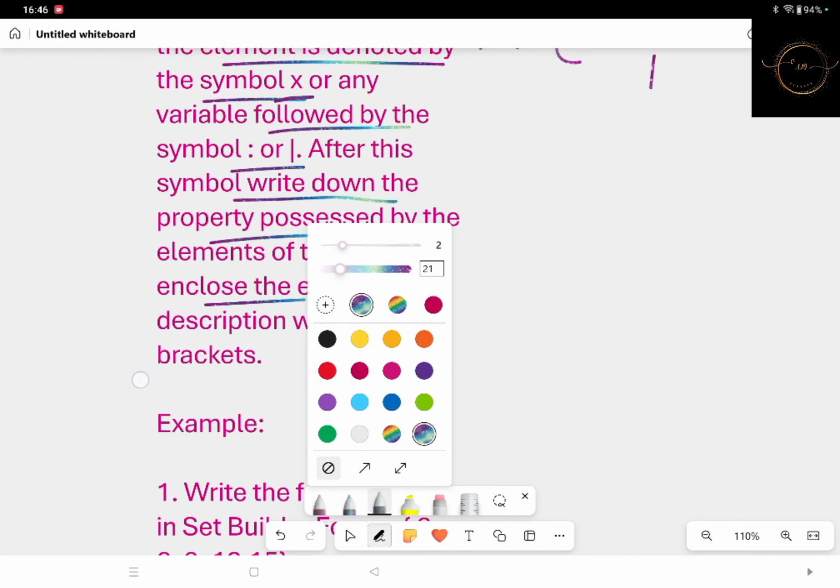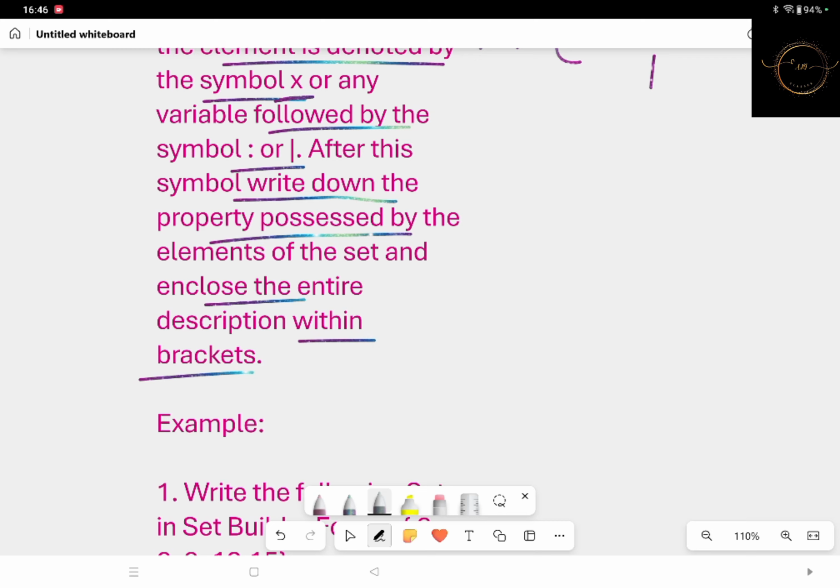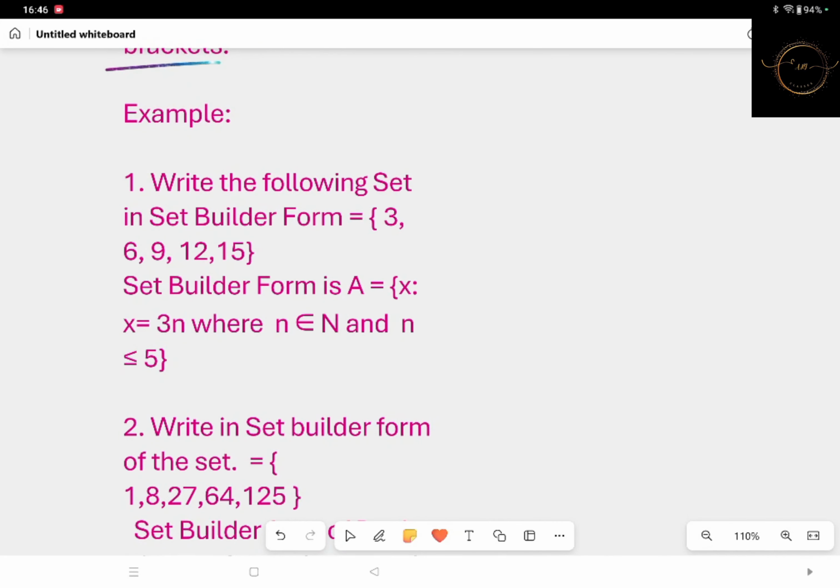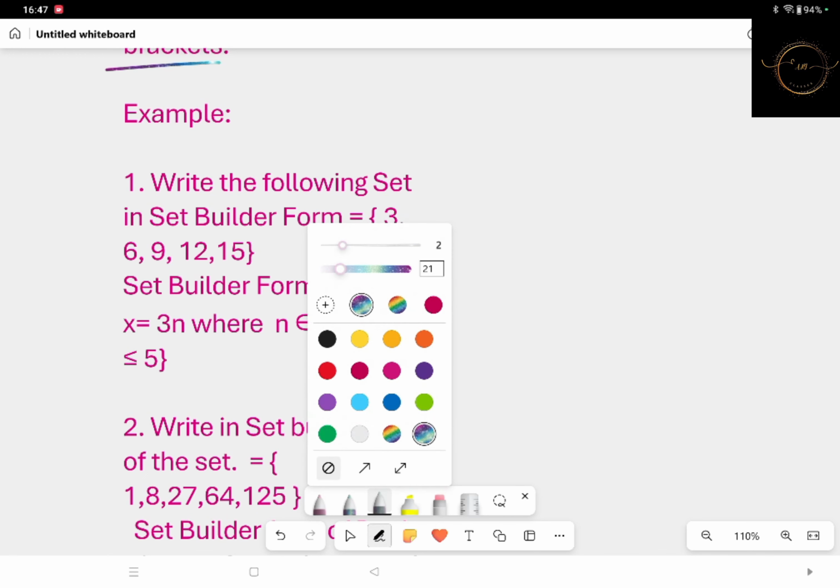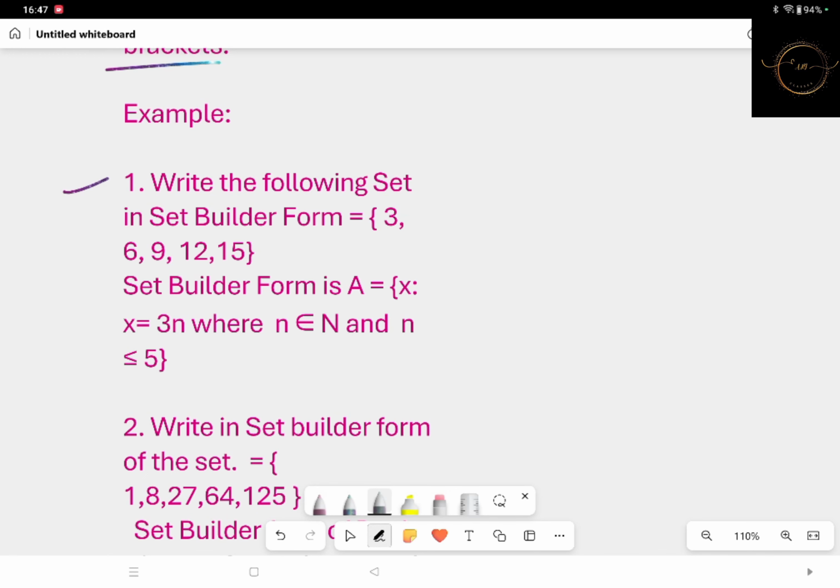Now coming to the example. What is the example? First example I'll give you. Write the following set in set builder form: 3, 6, 9, 12 and 15. The first example. As you can see, these all are the multiples of 3. The only connection between them is they are multiples of 3, which first pops up in our head.